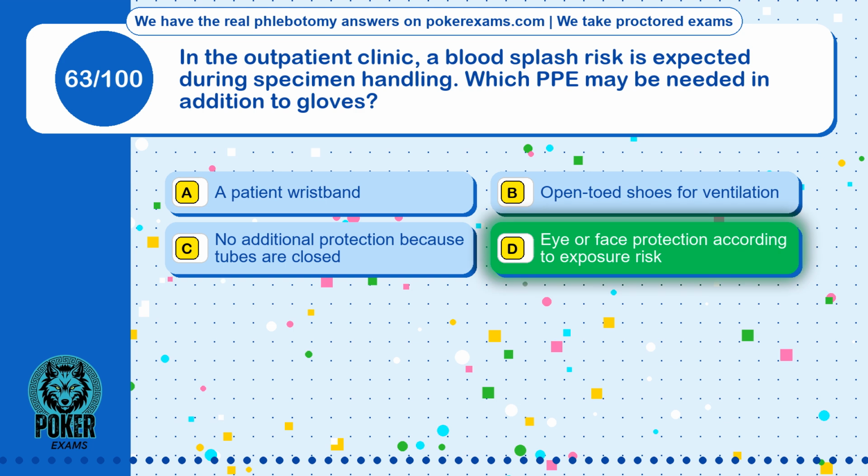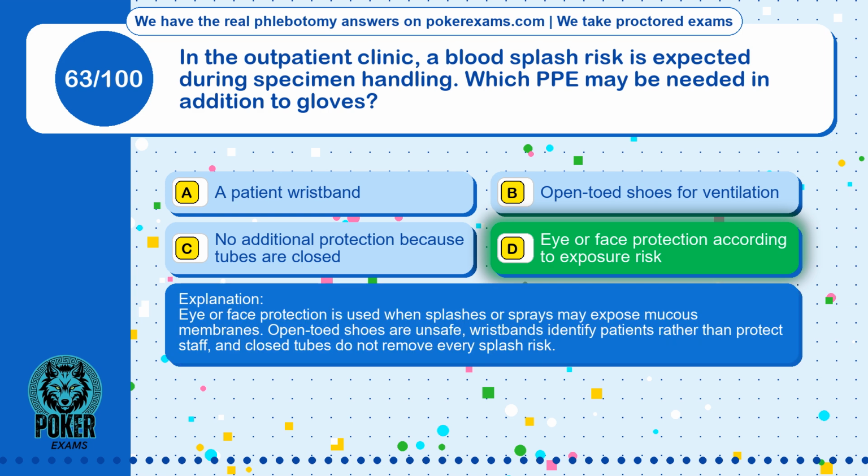The correct answer is option D, eye or face protection according to exposure risk. Eye or face protection is used when splashes or sprays may expose mucous membranes. Open-toed shoes are unsafe, wristbands identify patients rather than protect staff, and closed tubes do not remove every splash risk.